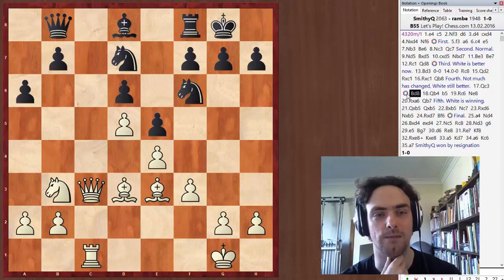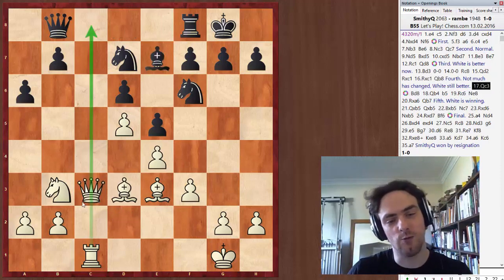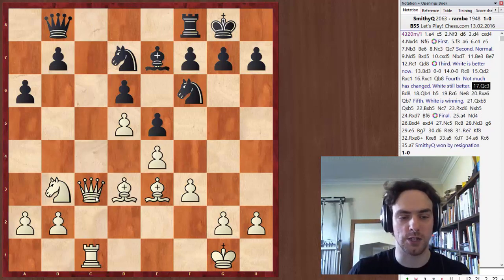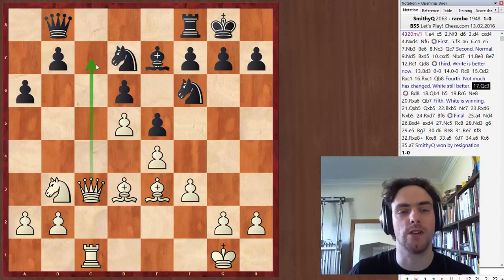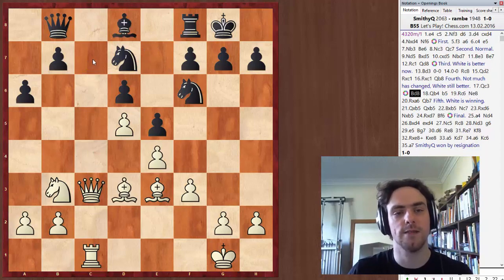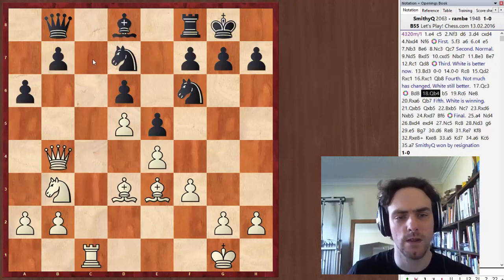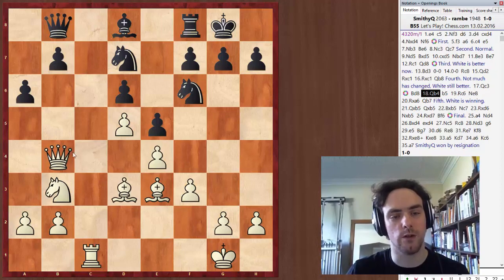So black ended up playing bishop to d8. So we can see here that when white played queen to c3, if I can just delete that, it looks like the queen's probably going to come in here, and black defends. It makes a lot of sense. The queen then moves to b4.